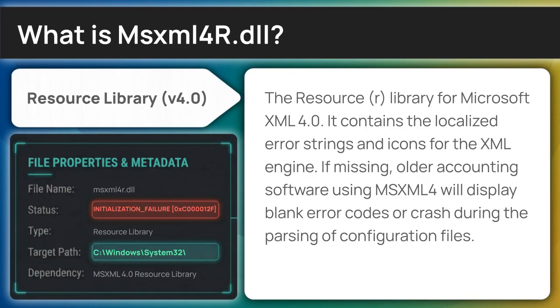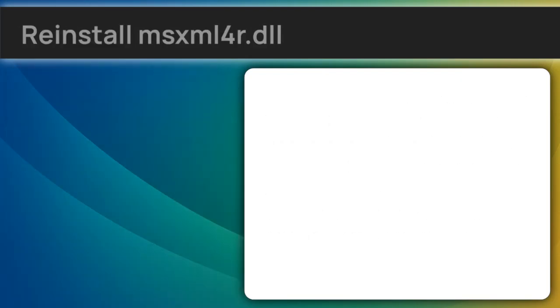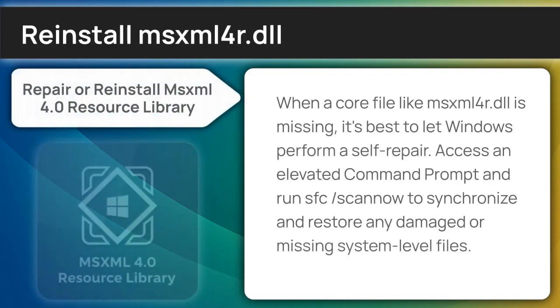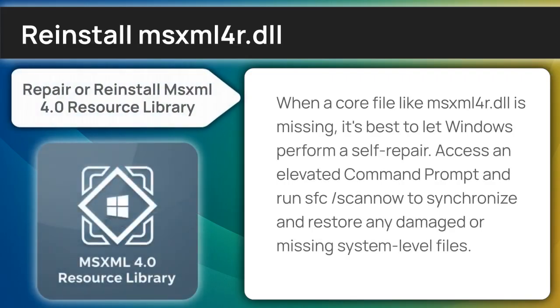With that context in mind, our first logical step is a clean reinstallation. When a core file like Microsoft XML4 Resource Library DLL is missing, it's best to let Windows perform a self-repair. Access an elevated command prompt and run sfc /scannow to synchronize and restore any damaged or missing system-level files.